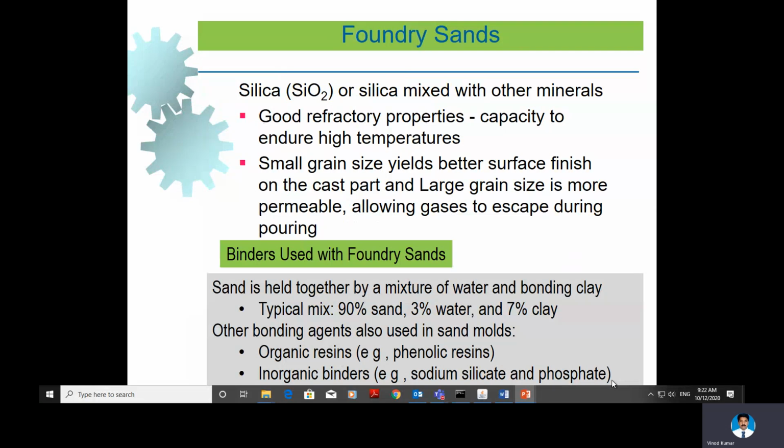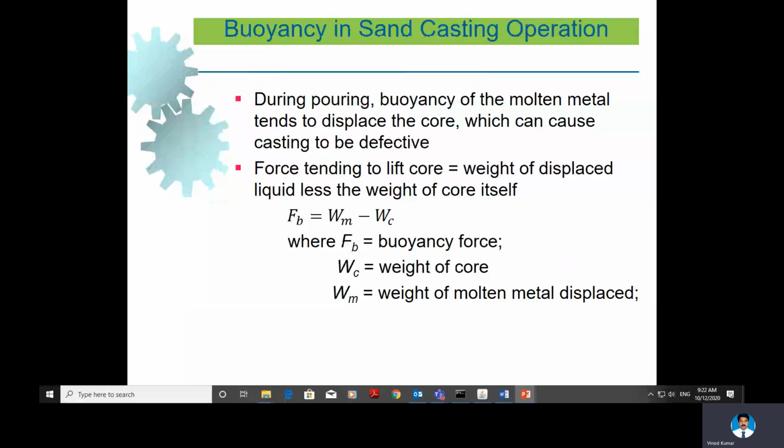Now, buoyancy in sand casting process. During pouring, the buoyancy of the molten metal tends to displace the core. There will be a force which tends to displace the core, which can cause the casting to be defective. The force which tends to lift the core is equal to the weight of the displaced liquid minus the weight of the core itself.